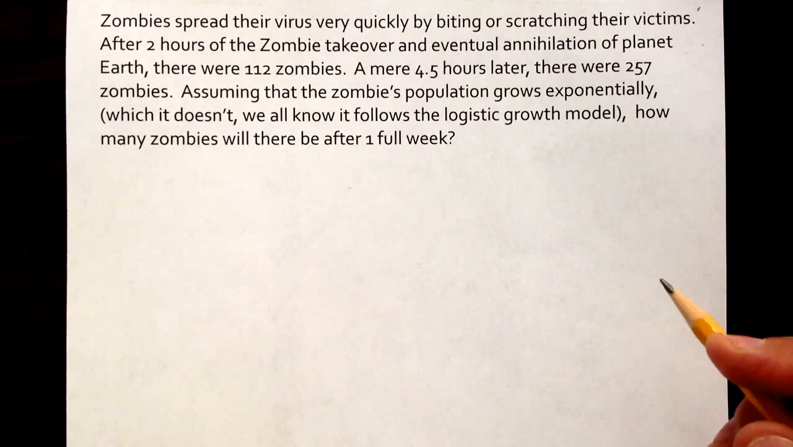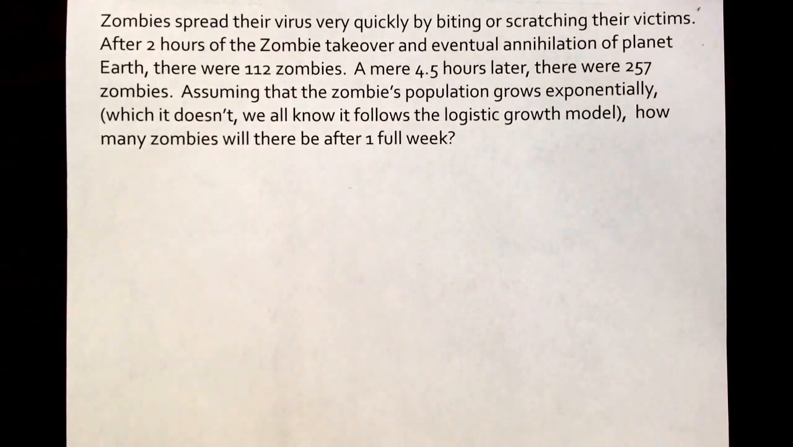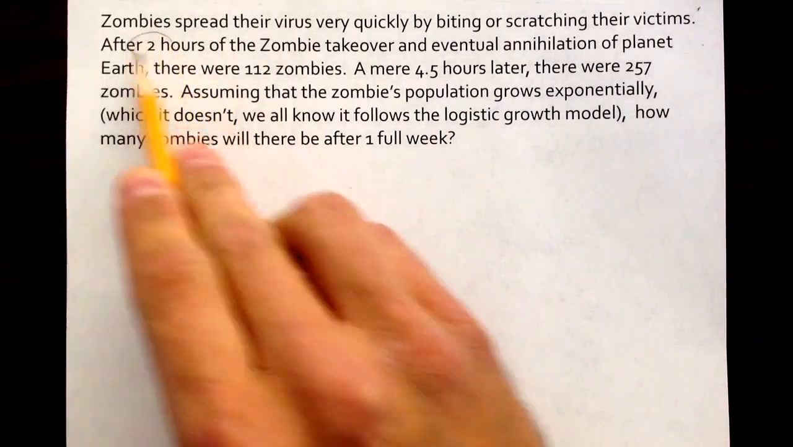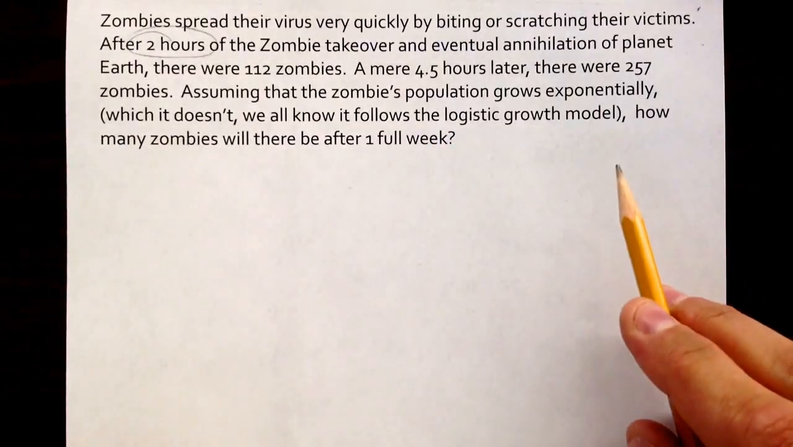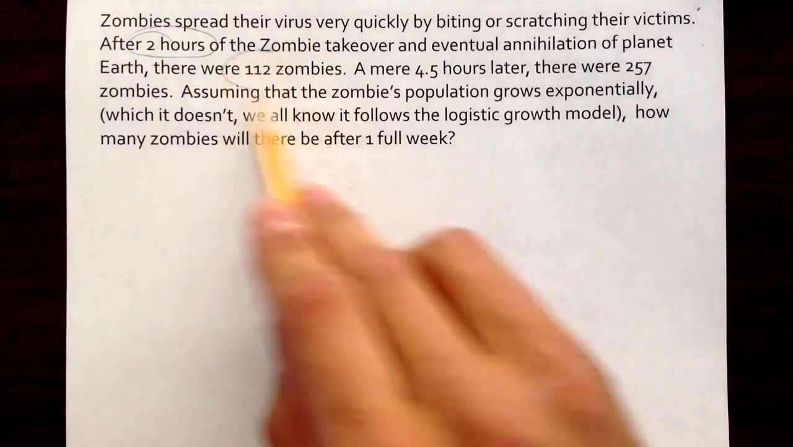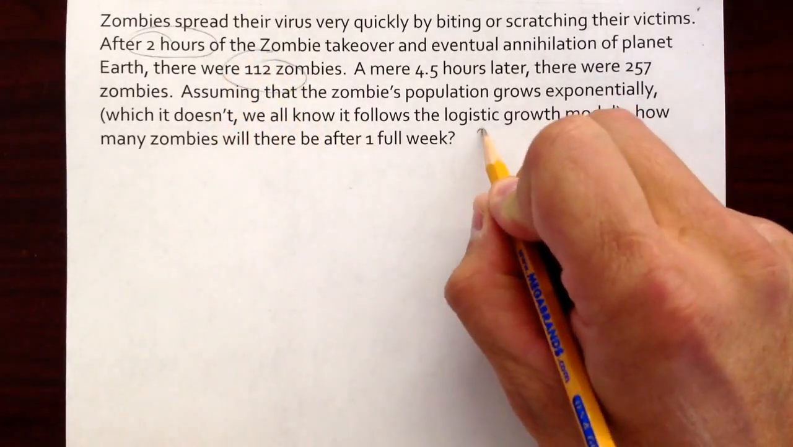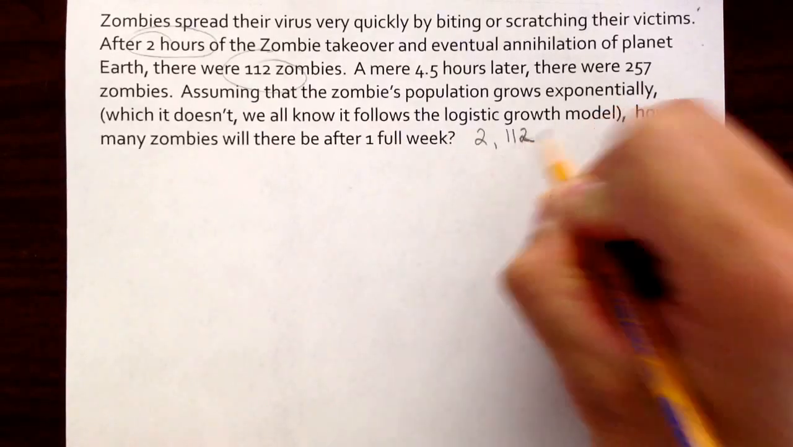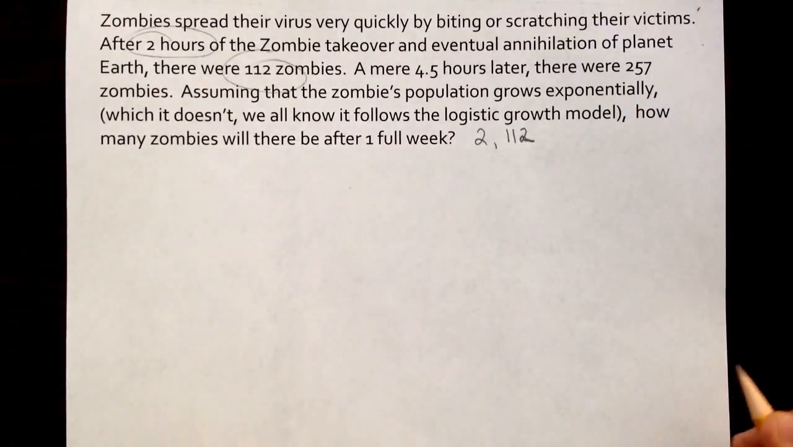So key things to get out of this first off. Notice that they give you 2 times and 2 amounts of zombies. So the 2 hours up here is really important, and then the number of zombies associated with that, which would be 112. So let's put that down first: 2, 112. These actually will be points on a graph. We just aren't getting to the point where we're graphing them now.